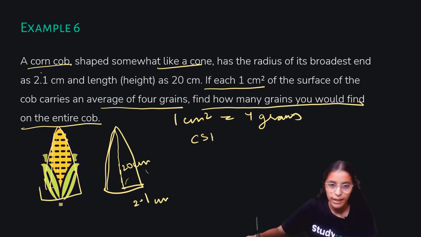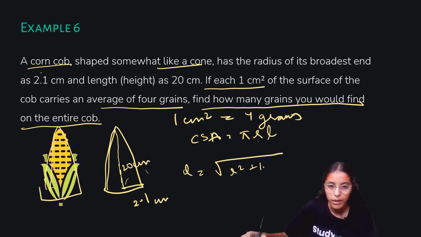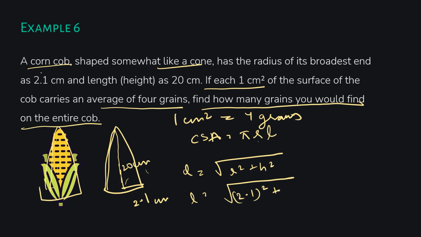Now, to find the CSA, all we have to do is pi r L. Our L is not given, so we'll just find it out. L is equal to under root r square plus h square. Our r is given, our h is given, so we'll just do 2.1 square plus 20 square. Now 20 square will come out to be 400, plus 2.1 square would be 4.41.